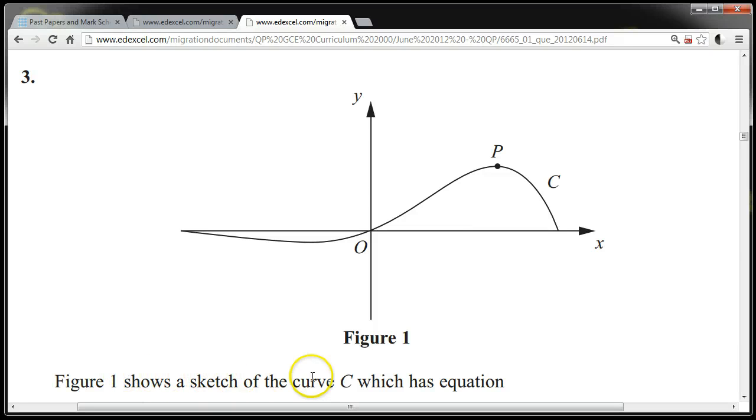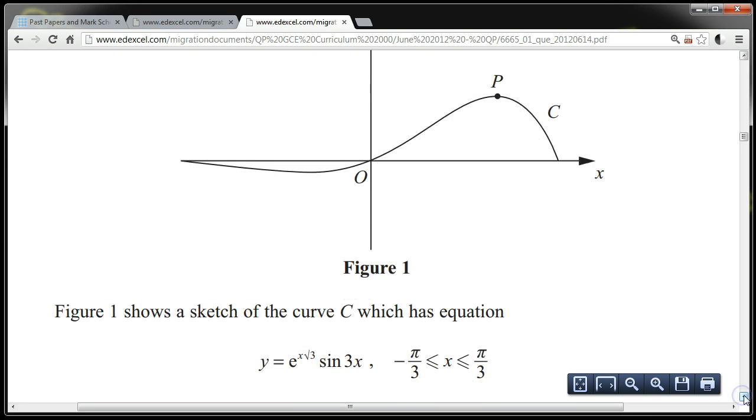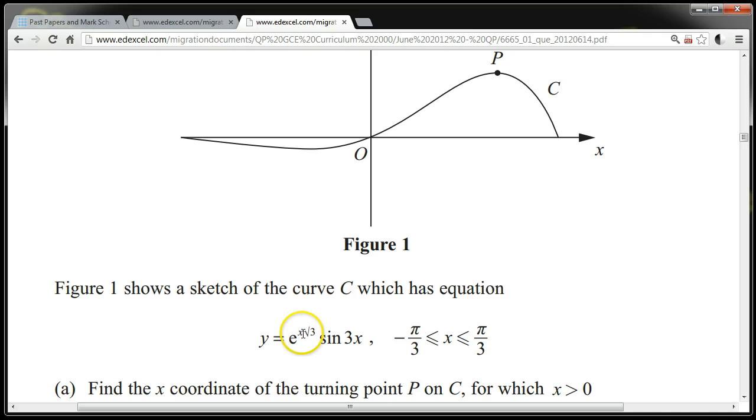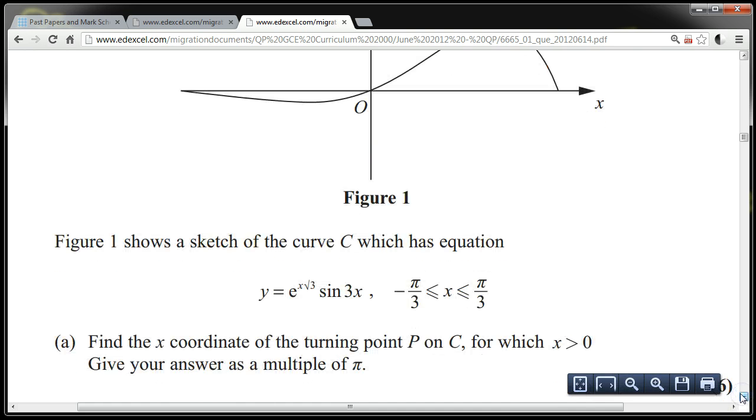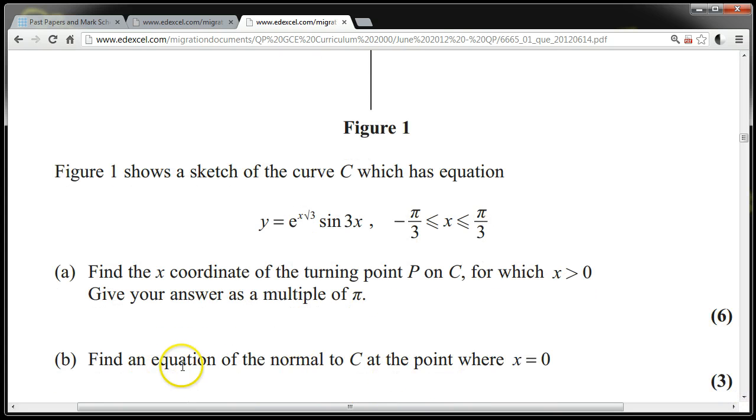Figure 1 shows a sketch of the curve C, which has equation y equals e to the x root 3 sine 3x from x equals minus pi over 3 to pi over 3. Find the x-coordinate of the turning point P on C, for which x is greater than 0. Give your answer as a multiple of pi. Find the equation of the normal to C at the point where x equals 0.